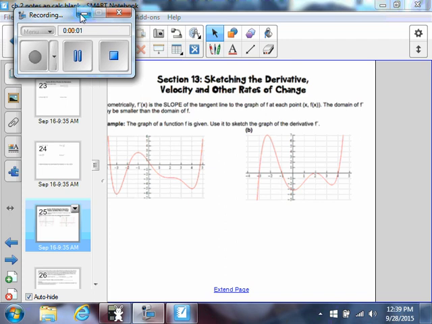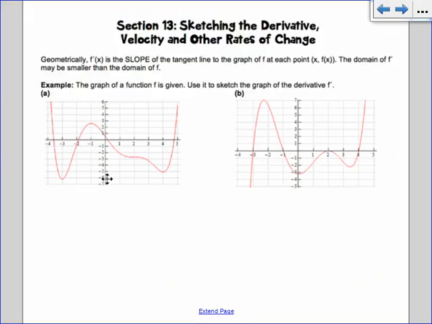13, we're going to talk about a couple different things. So the first thing is sketching the graph of a derivative if you're given an original function, and then finding velocity and other rates of change. All right, so we're going to talk about sketching a derivative.